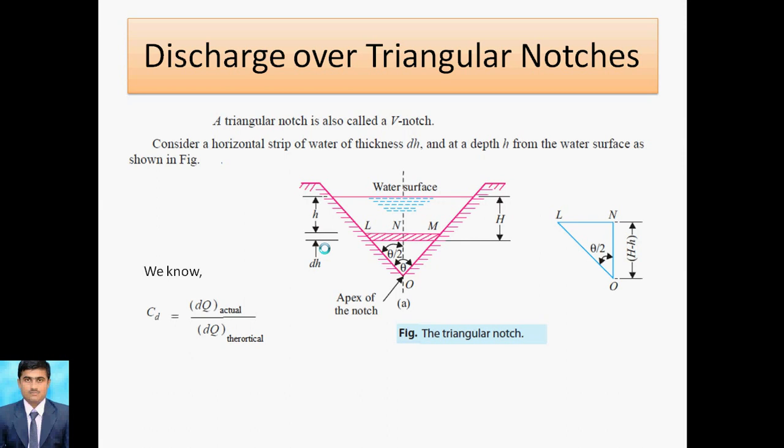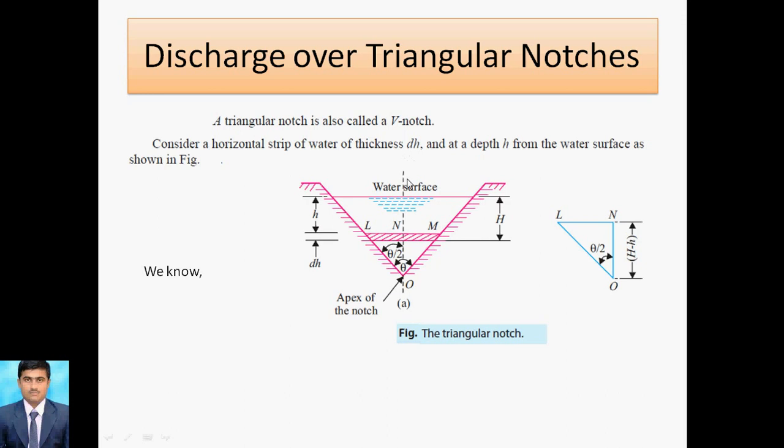So consider here also the horizontal strip. That horizontal strip is LM. Actually we are considering here LM; this is the notch. This shaded part is called the notch, and water is flowing through this triangular shape, and from that end, with the help of this geometry, we can find out the discharge. Okay, so first of all we consider this LM as your horizontal strip, and the thickness is dh. As already mentioned, dh, and the water surface depth is small h. Okay, so this is regarding the figure.